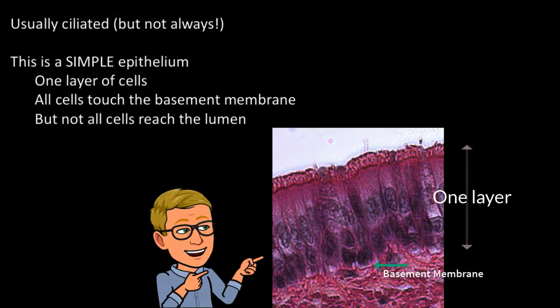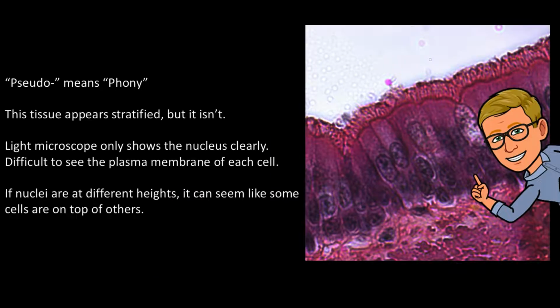But not all of the cells reach the lumen. That's the trick here. We call it pseudostratified because pseudo means phony. In other words, it isn't really stratified. It's going to try to trick you into thinking it is. So the tissue is simple, but it appears stratified.